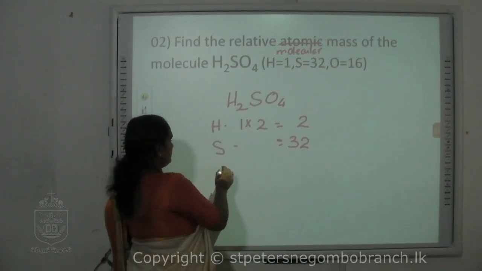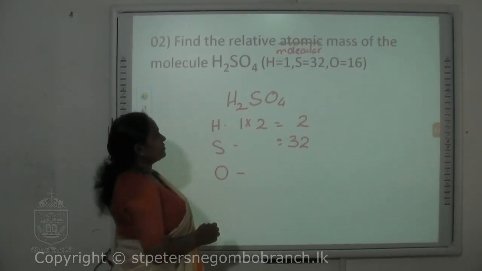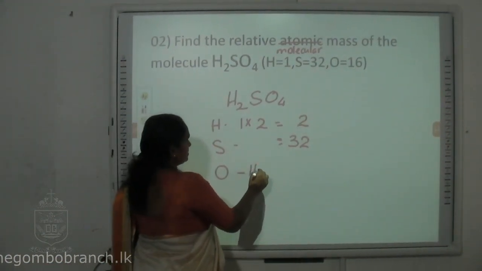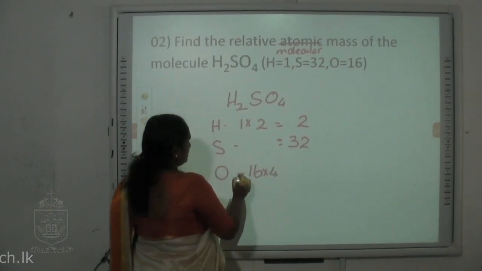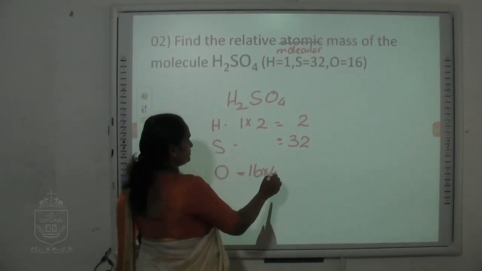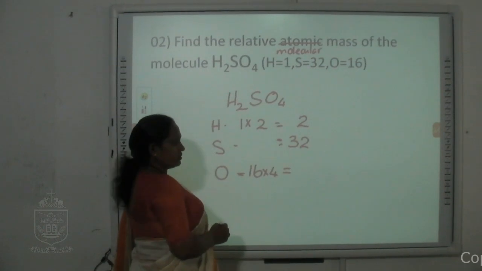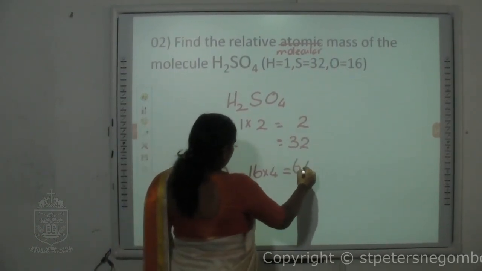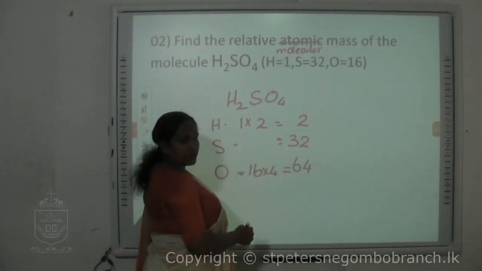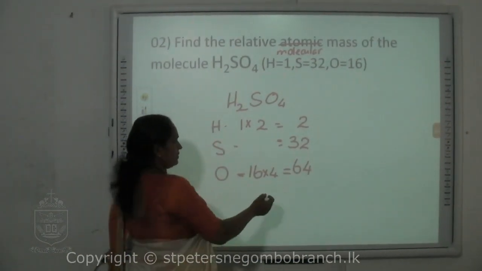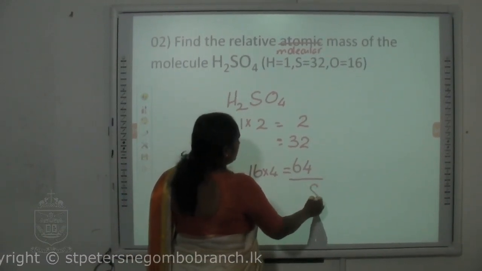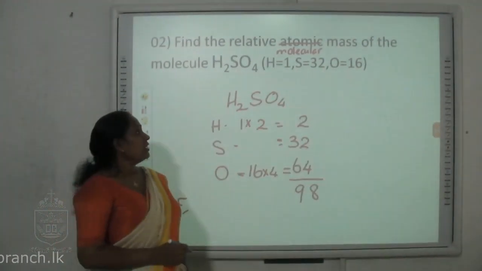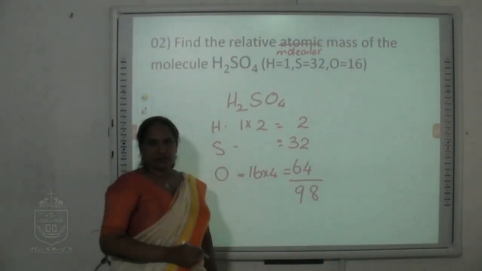Then oxygen, there are 4 oxygen atoms here. So we have to multiply 16 into 4. Right? Answer will be 64. Now we have to add all of this together: 2 plus 32 plus 64. So the relative molecular mass of H2SO4 is 98.